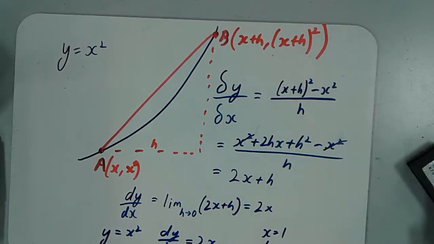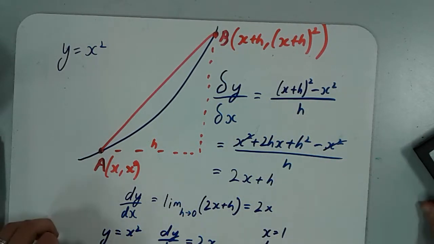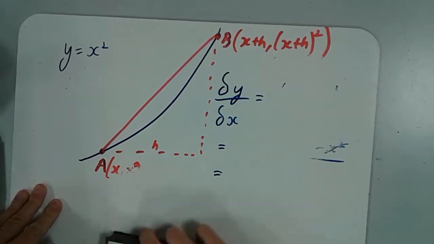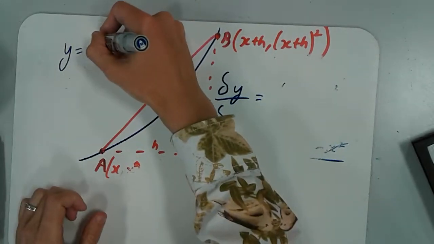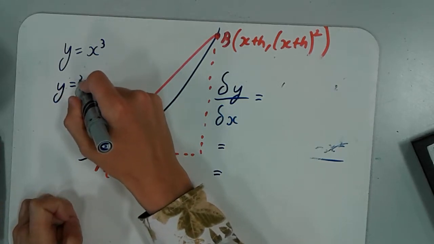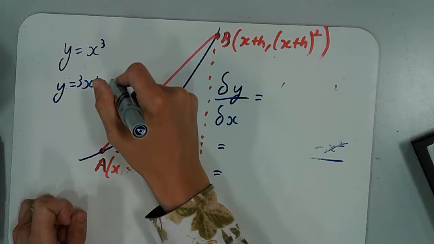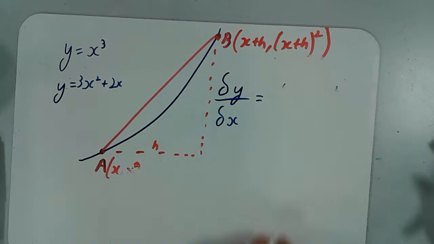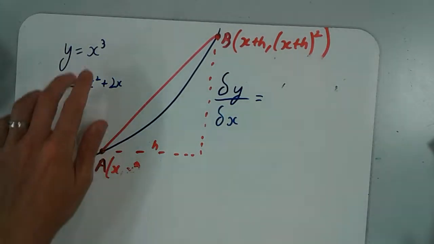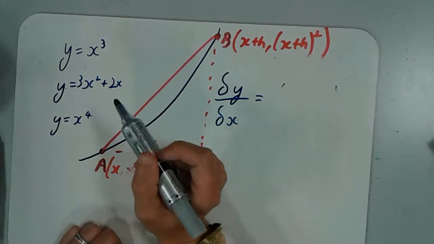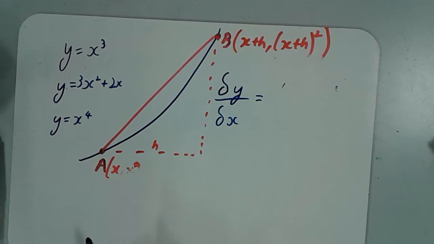What I'd like you to do, try and find a similar kind of process to the one that we've applied here, but try applying it to a different function. So maybe try it with x cubed, or y equals 3x squared plus 2x. See if you can apply exactly the same ideas to figure out the gradient of these graphs. Once you've done x cubed, maybe you could try y equals x to the 4. See if you can spot some kind of general pattern and understand why it works using this process.